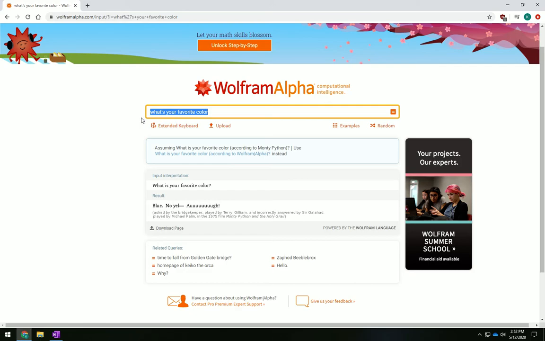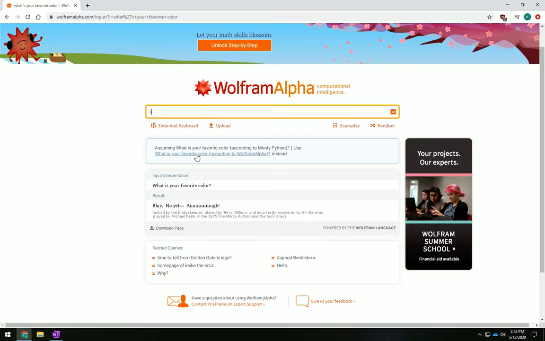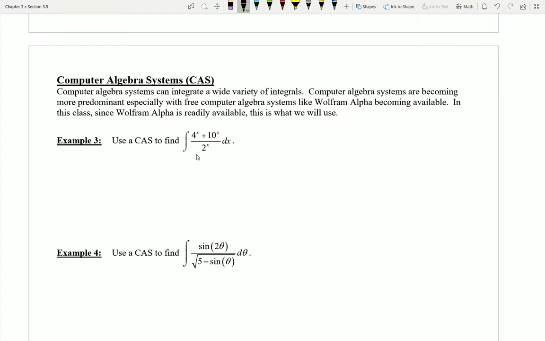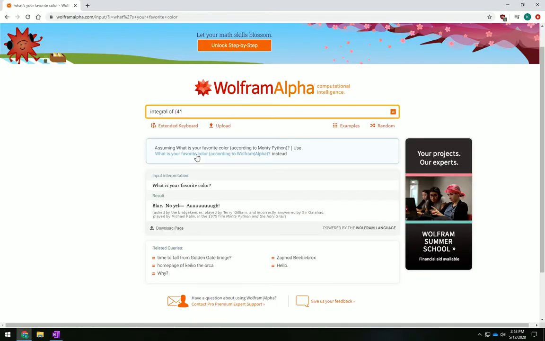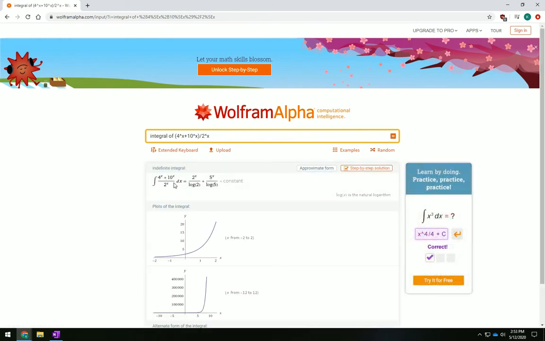So Wolfram's fantastic. It can do a lot of things, but it can also help you to integrate stuff like this. Now, oftentimes, typing this into Wolfram can be a bit confusing if you haven't done it before, but I would type something like this: I'm interested in calculating an integral of, and I'll just start typing it in. Let's see, I'm going to have 4 to the x plus 10 to the x, over 2 to the x. If I hit enter, Wolfram should show me what it interpreted, which looks like this, and then it should give me an answer. If you pay, it'll give you a step-by-step solution for how it got there, which is great, but of course you have to pay a fee. I think some other sites will do those things for free.